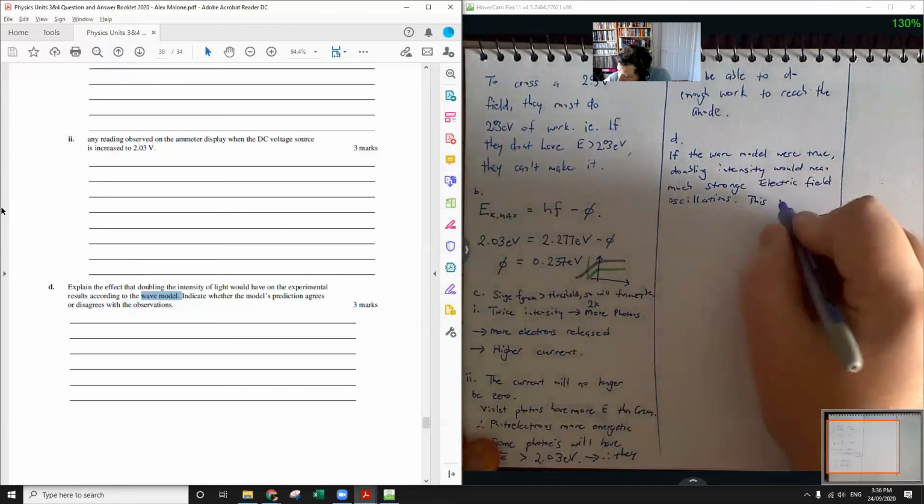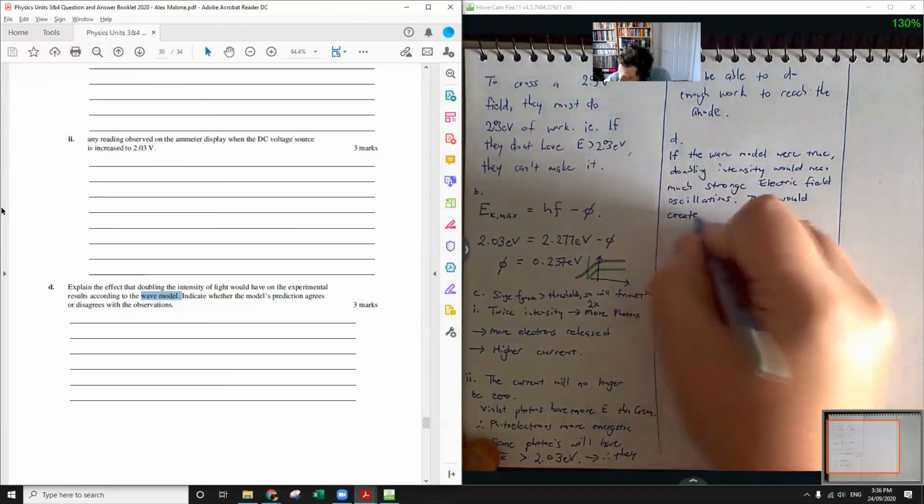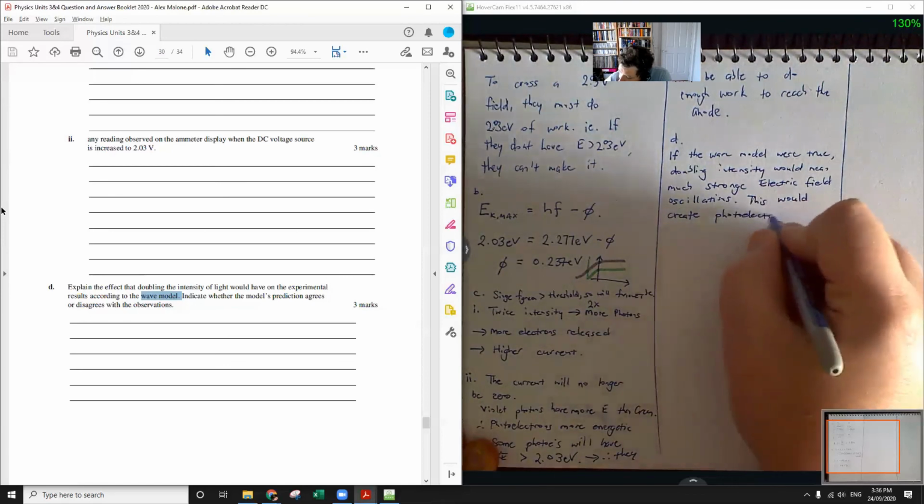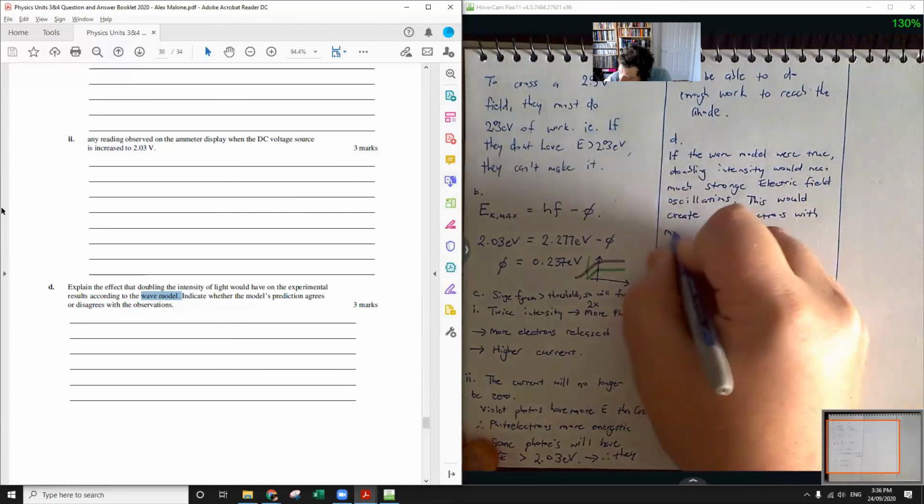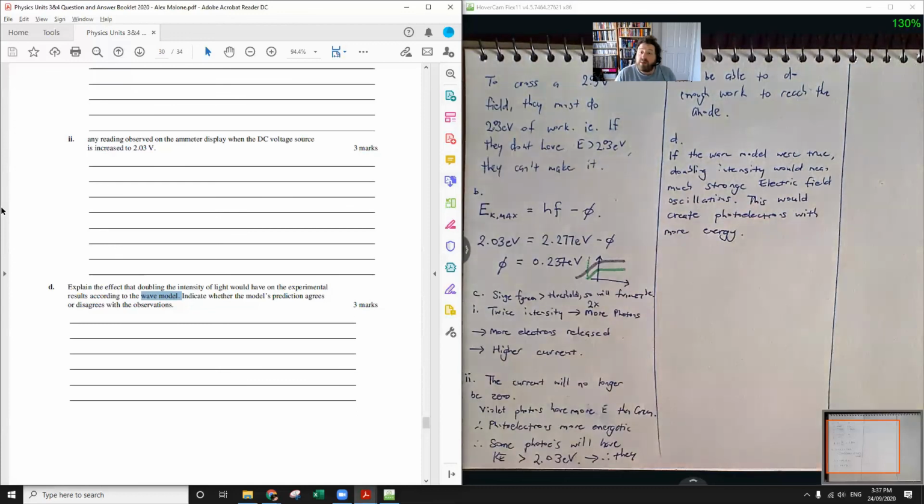So doubling the intensity would create stronger electric field oscillations. This would create photoelectrons with more energy. Remember, intensity or brightness of light in the wave model is about the amplitude of the electromagnetic wave. So if we've got big electric field oscillations, then we'd expect to be pushing those electrons around harder, giving them more energy, making them vibrate faster. So more energetic electrons. So you want to build your answer here from: what is the wave model? What does it actually say? What predictions does it make about this experiment? And then lastly, whether those predictions are correct.